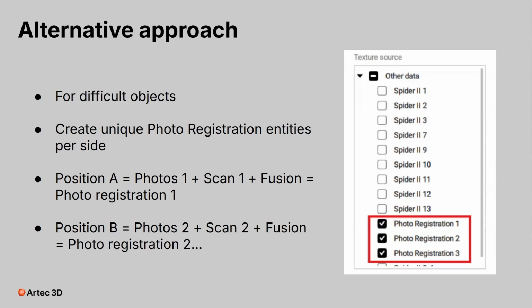And you repeat this process as many times as the orientations you have. And then you will have multiple photo registration entities in the workspace. Of course, they will be aligned because they use your scan as a base for the alignment of the photos. And then you could just select all of those photo registration entities in order to texture your model, and all of them will be used and mixed for the final result. So this is an advanced tip for how you can overcome difficulties with difficult objects.